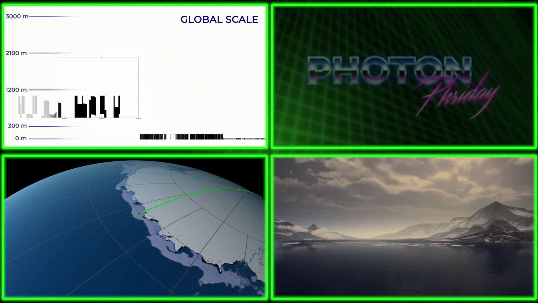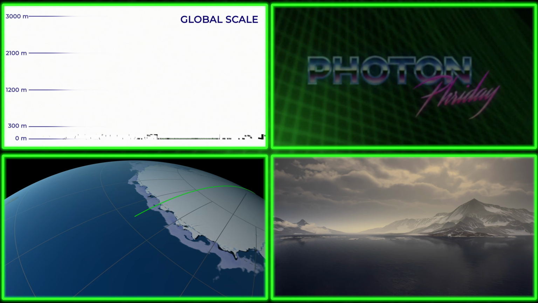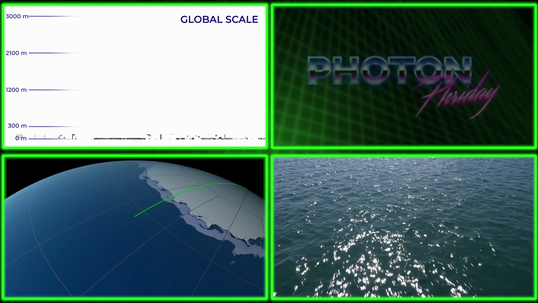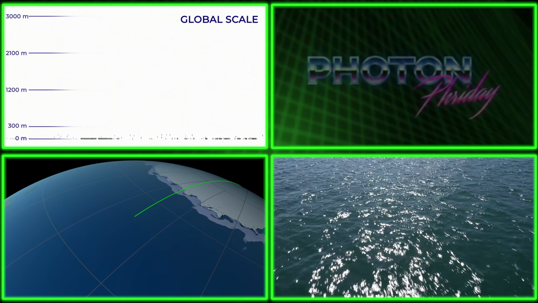ICESat-2 has a 91-day repeat orbit cycle and a 92-degree inclination. ATL03 is one of the primary sources for all of the photon information required by higher-level data products, such as land ice height and sea ice freeboard.